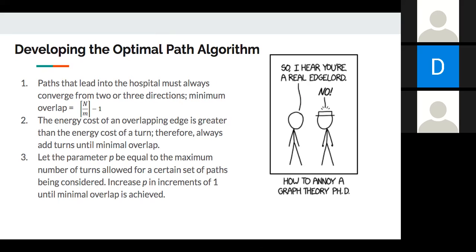So we can begin with p equals 1, or even p equals 0 in the case that the houses are at such a point that they can just follow one direct set, but then move to p equals 1 so that each path can have at most one turn. And then if there's overlap that's greater than our minimal overlap, we can continue increasing p until we have reached the minimal amount of overlap.